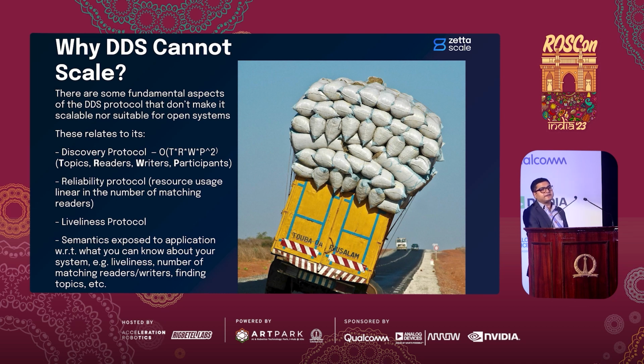So when you want to scale the DDS system on the internet, or you want to add some microcontrollers, then you have to break those semantics. These semantics are liveliness, number of matching data readers, writers, and topics, and so on. So you have to break those things. So it is very difficult to scale the DDS system on the internet as well as on low power devices or microcontrollers.